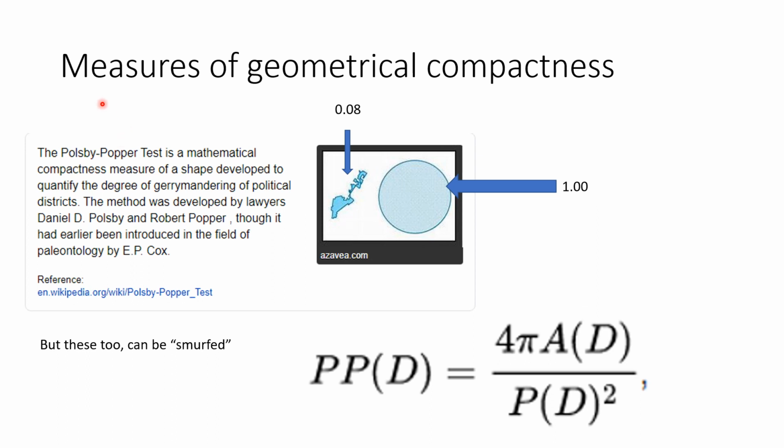Some have proposed measures of geometrical compactness. This circle is very compact, and this is not compact. I'll show you the equation in a moment. This is called the Polsby-Popper test, and it's a mathematical measure of the shape, and it measures the degree of gerrymandering. It was developed by some attorneys, and the PP index of a district is 4 pi times the area of the district divided by the perimeter of the district squared.